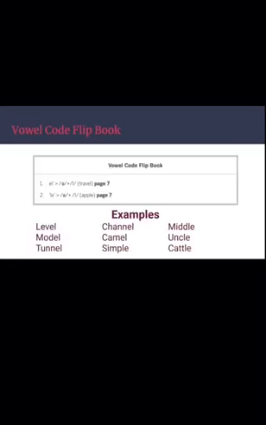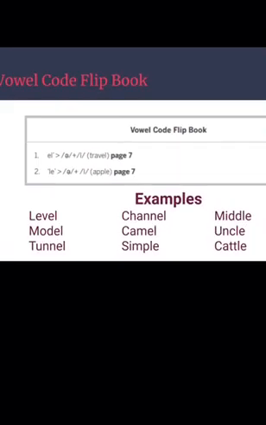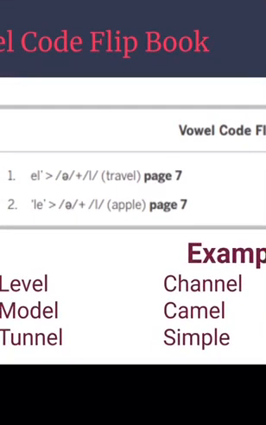Let's look at our first slide. Here we have our vowel code flip book. Okay, number 1. We have that ol sound spelled with E and L. The word that they gave us is travel. We hear that ol sound at the end of travel with E and L. Okay, number 2. We have that spelling L and E making that ol sound. For example, the word apple, we hear that ol sound at the end of apple, spelled with L and E.